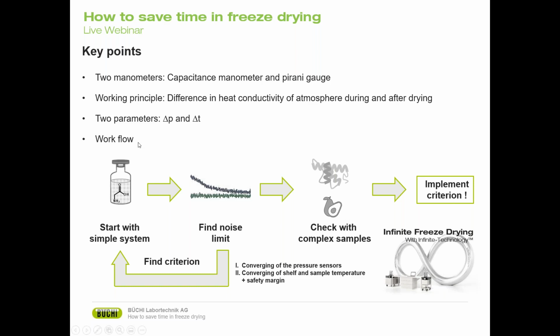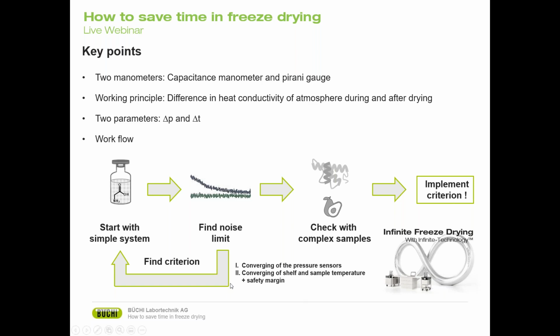Now the workflow when you purchase a new system: you should start with a simple system and find the noise limit. Generally, get a feeling for how the different variables progress over the drying time. Then of course you should start thinking about your criterions. What are the criterions you want in order to say we have a good endpoint now?